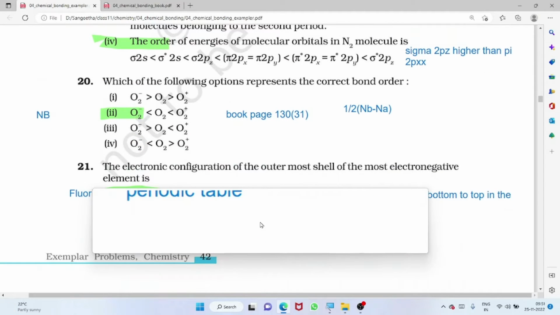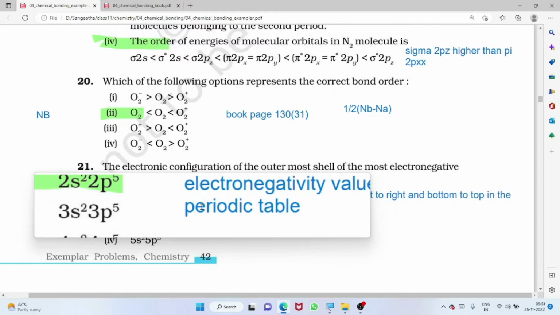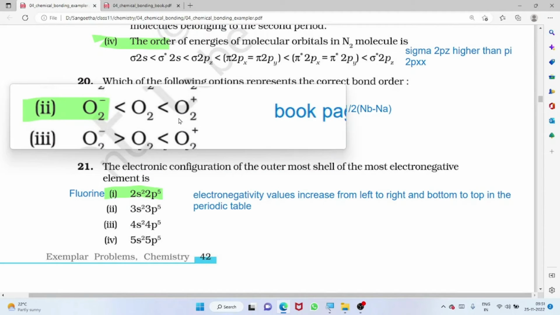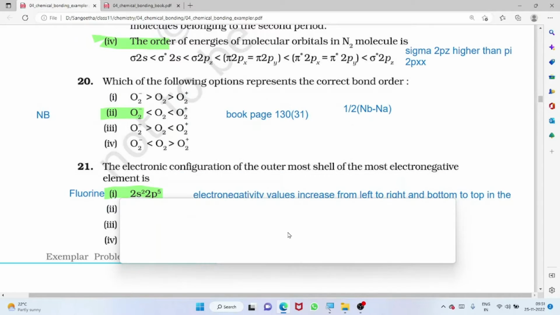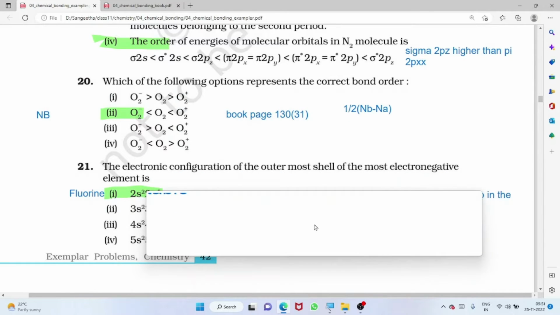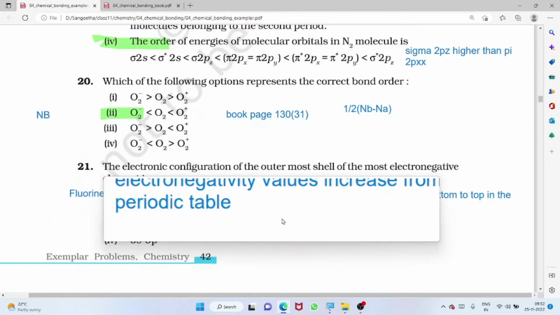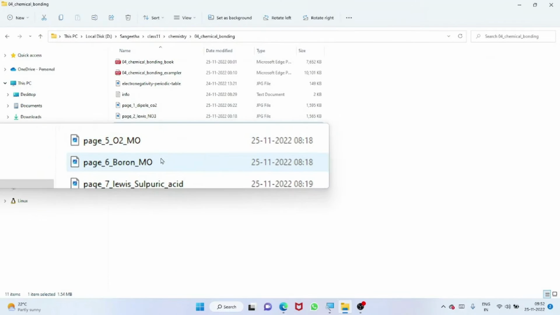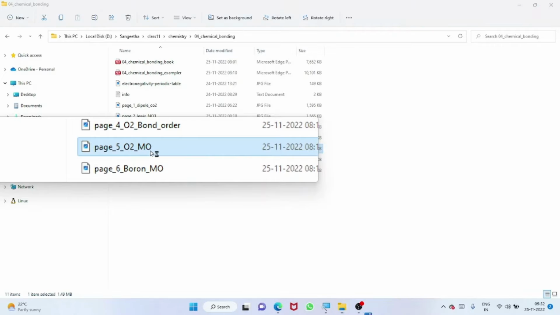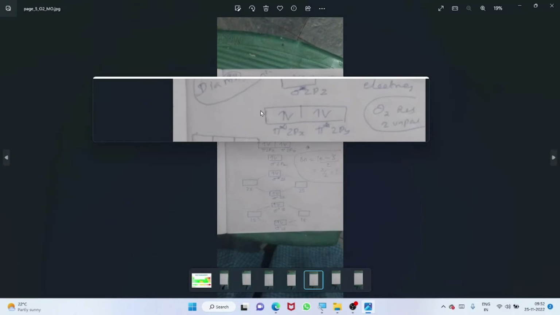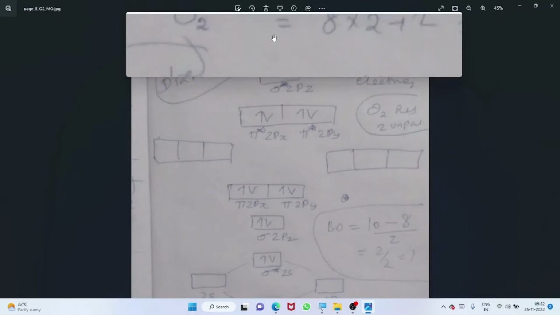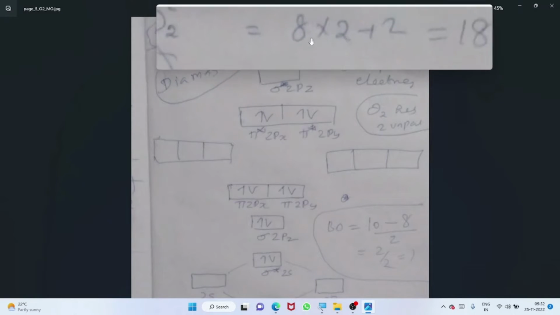Which of the following options represents the correct bond order? Here, how to compute the bond order? First, you have to draw the molecular orbital diagram for the oxygen. Then, from that you have to find the bond order. So this is the molecular orbital diagram of the oxygen. Okay, O2 minus I have drawn.